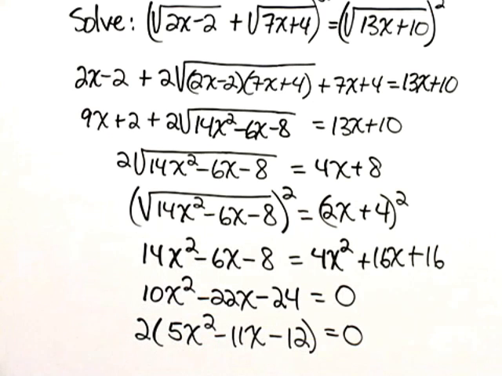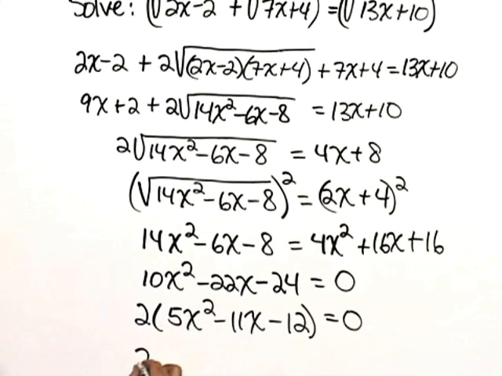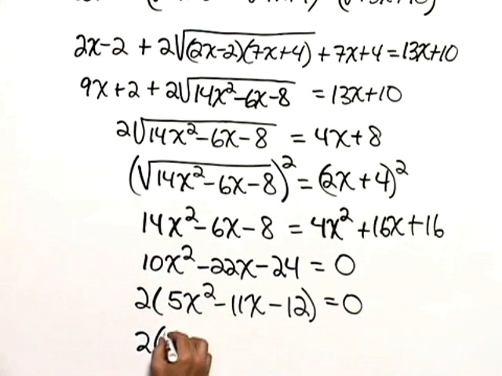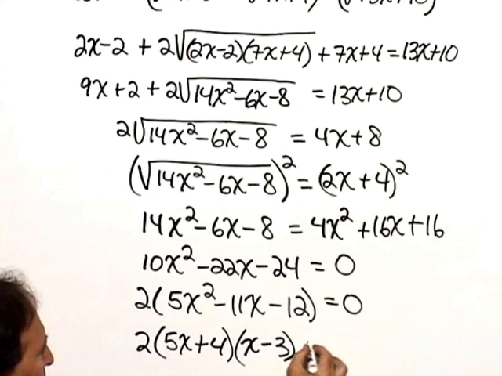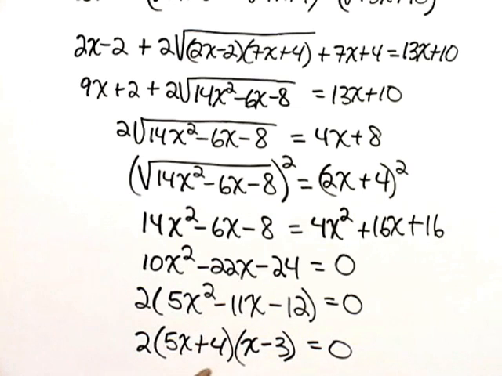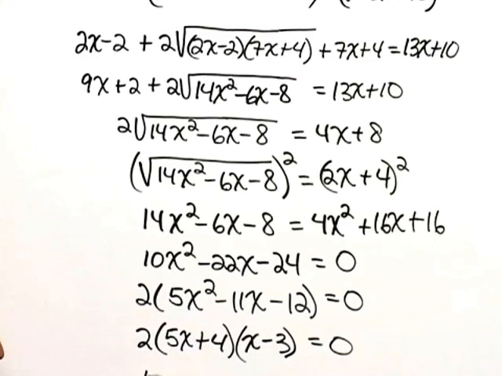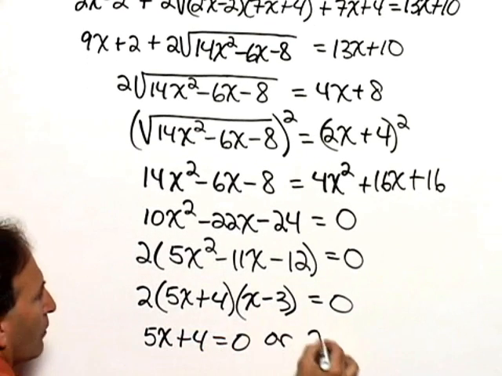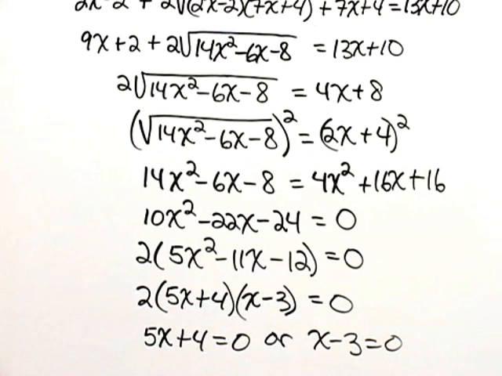Now, factoring inside the parentheses, we keep the 2 for the moment, and then in the parentheses, we're going to have 5x plus 4 times x minus 3. Again, the middle term, negative 11x, comes from 5x times negative 3 is negative 15x. 4 times x is positive 4x, so negative 15x plus 4x gives us the negative 11x. Now we use the zero factor property. Of course, 2 can't equal 0, so all we're interested in is these two linear factors, 5x plus 4 equals 0, or x minus 3 equals 0.